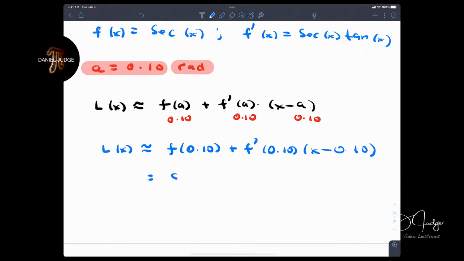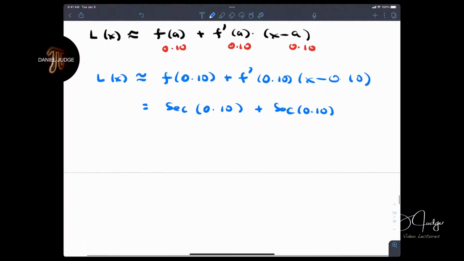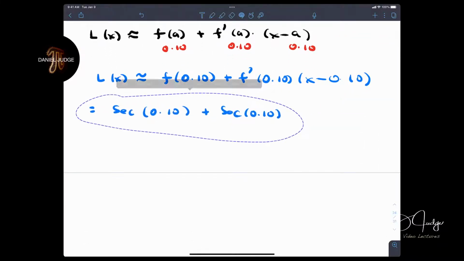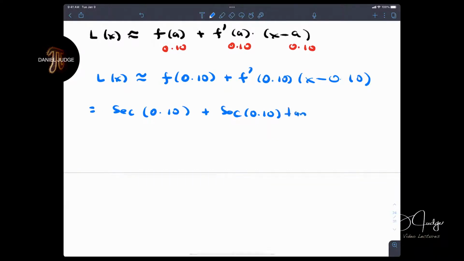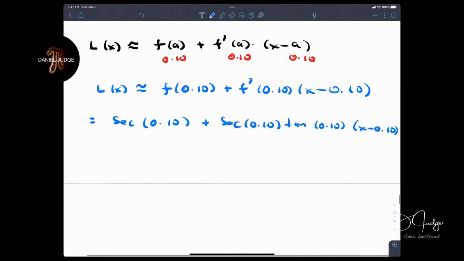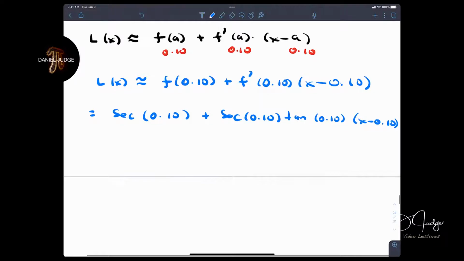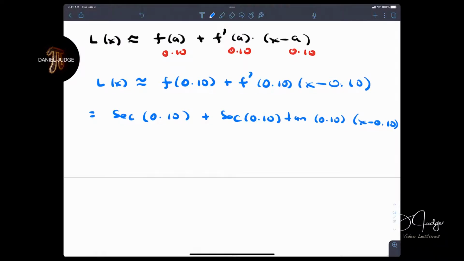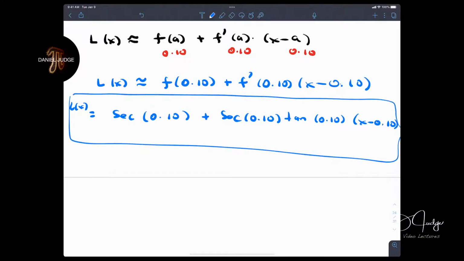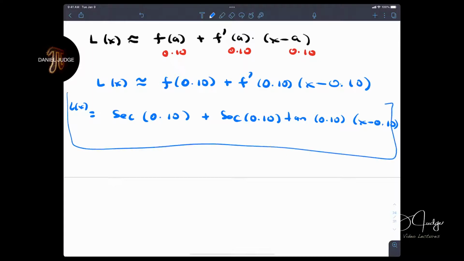There's your a value. Now, this is secant 0.10 plus secant tangent 0.10. We're going to run out of space. Secant tangent 0.10 times x minus 0.10. Okay, so here's our linearization function. I guess we'll just leave it at that. Let me put that L of x there. I won't bother getting the numerical values at all for secant and secant tangent and such.